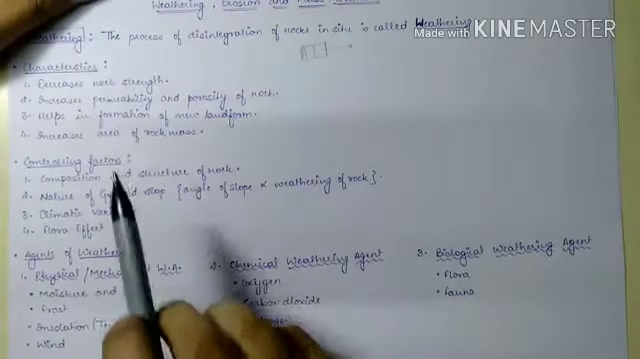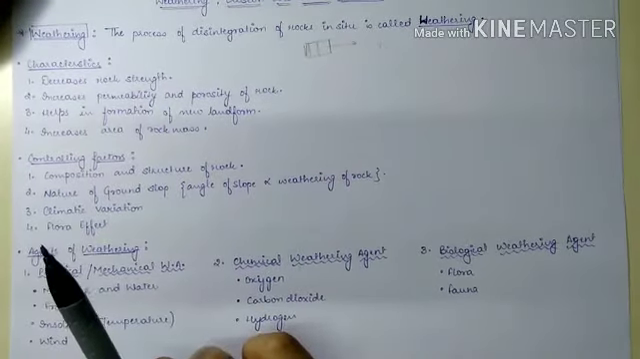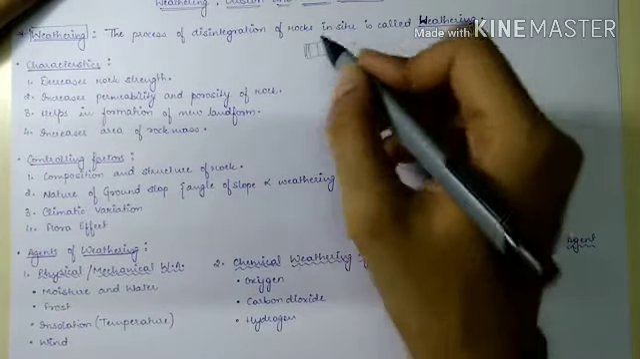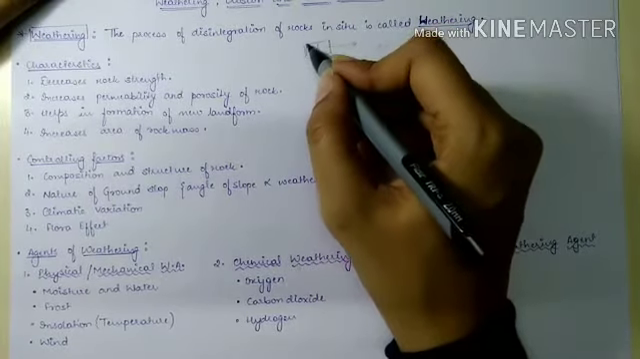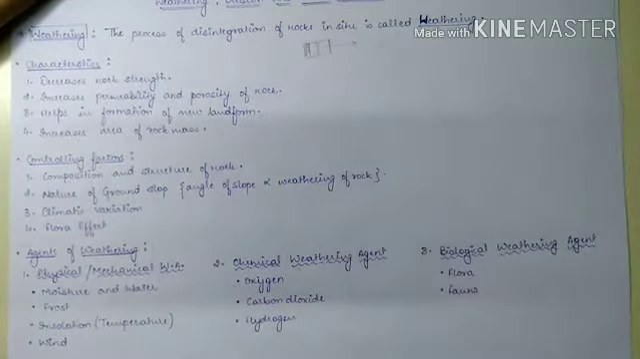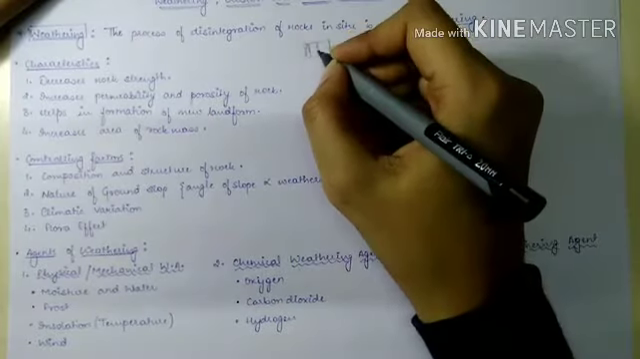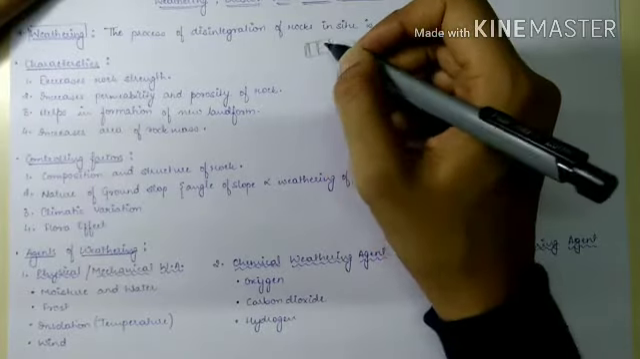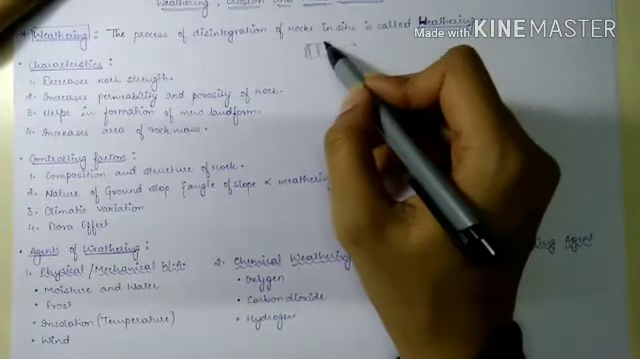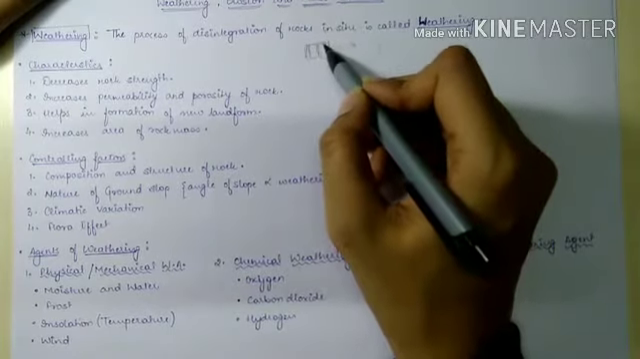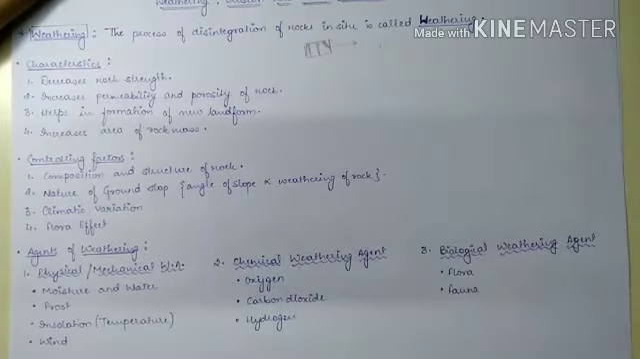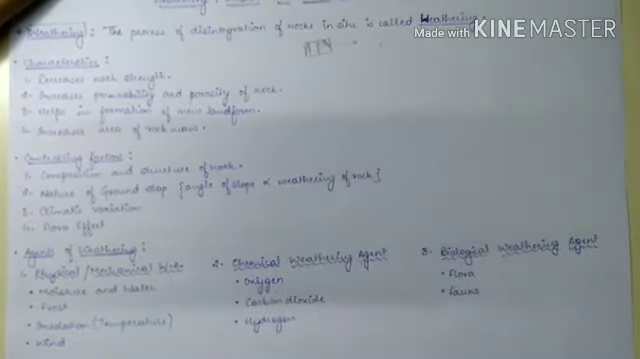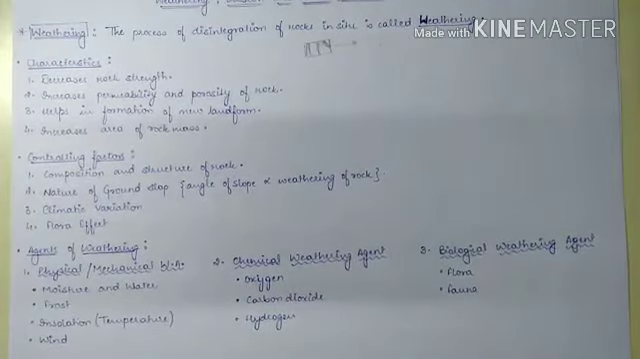Now, basic characteristics of weathering. So weathering actually decreases the strength of rock. It is quite obvious that the strength of the rock will be decreased because it will be disintegrated. Next is, because it is disintegrated, the permeability and porosity of the rock is increased. And it helps in formation of new landform. See, when the rock particles are weathered, they are then eroded away, and this leads to the formation of new landform. This we will study in landform formation in erosional surfaces.